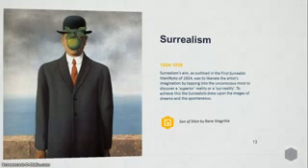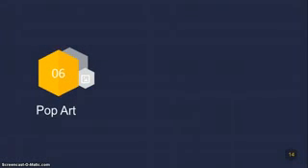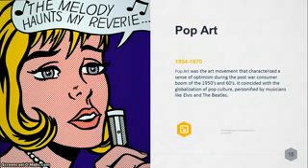Lastly, our final movement we'll examine is pop art. In 1954 to 1970, pop art was the art movement that characterized a sense of optimism during the post-war consumer boom of the 1950s and 60s. It coincided with the globalization of pop culture, personified by musicians like Elvis and the Beatles.